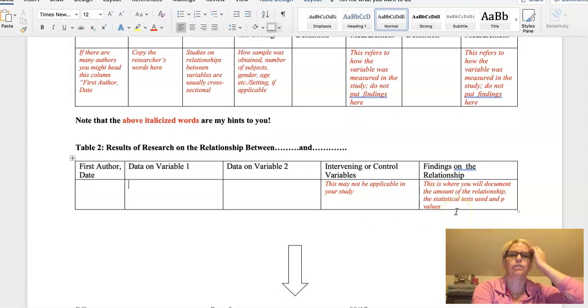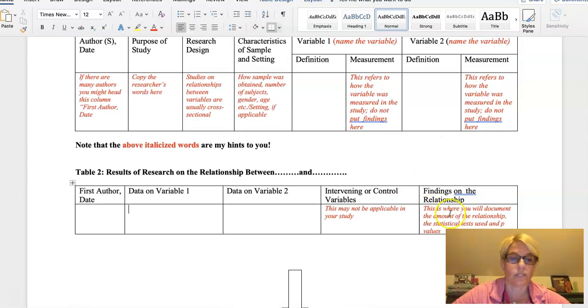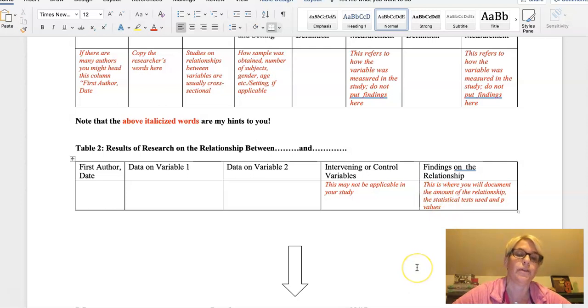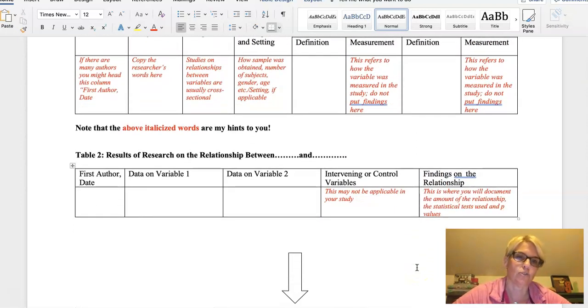And then findings on the relationship. This is so important for people who are reading your article and they just want to come in and say, what happened with this one study? They might just read this one column. So that's where you need to say what the findings were. And that needs to be specific, whether it was significant or not. So I would put the relationship between loneliness and cognitive function was not significant. And if that's the only thing, then that's fine. Or if it was significant, then you should put that. The relationship between loneliness and cognitive function was significant.